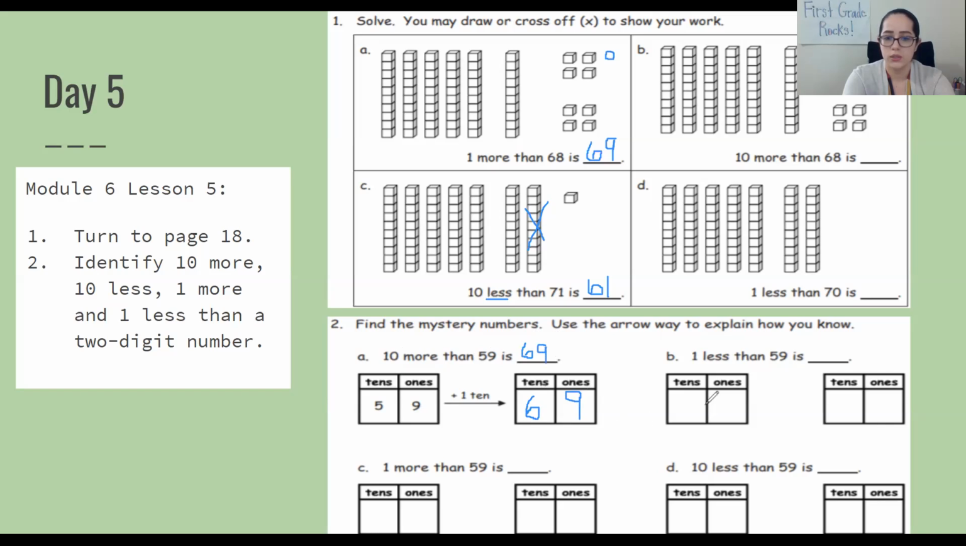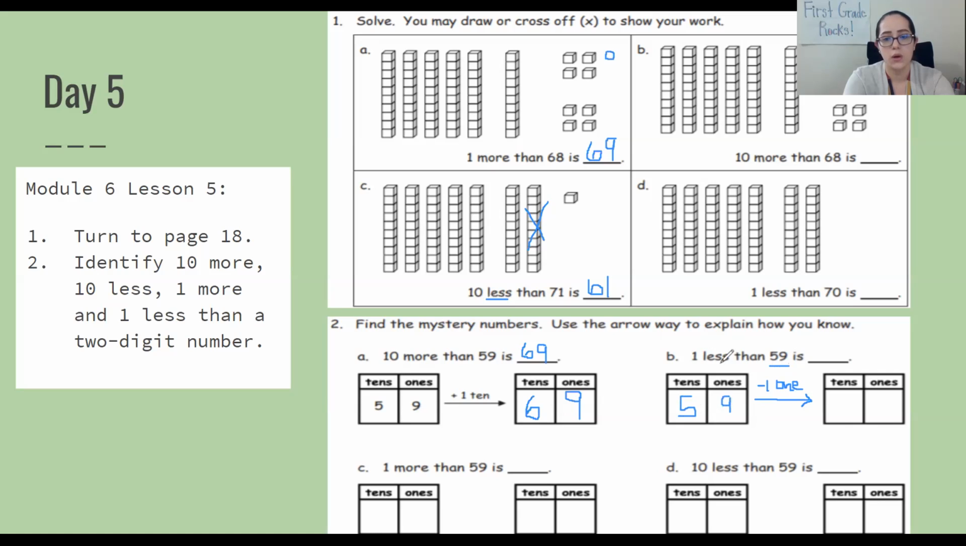All right, let's do 1 more. Let's do B. 1 less than 59 is. So before doing anything, I'm going to go ahead and draw my arrow. And I'm going to do minus 1. And I'll go ahead and put the word 1. All right, so I'm going to go ahead and write my number, 59. So 5 tens and 9 ones.